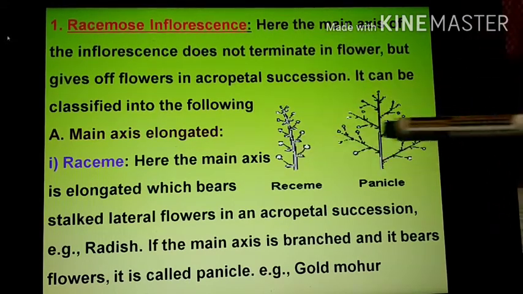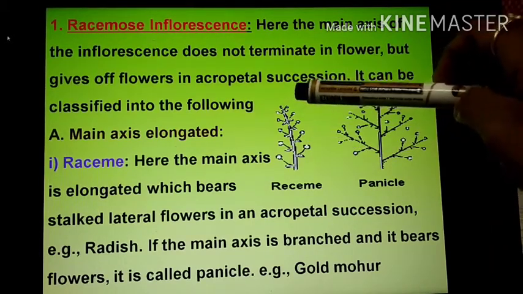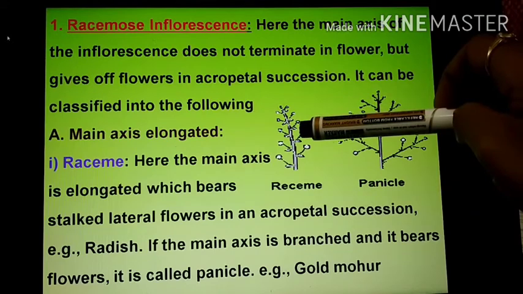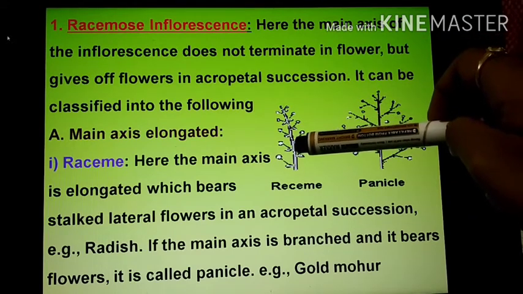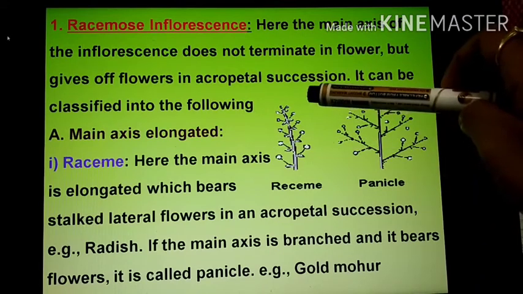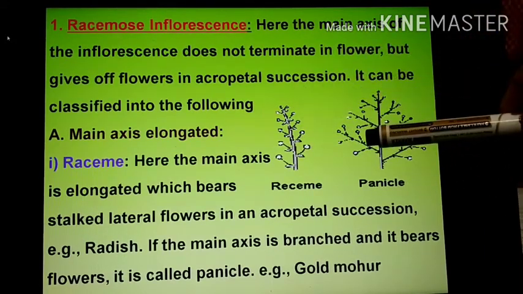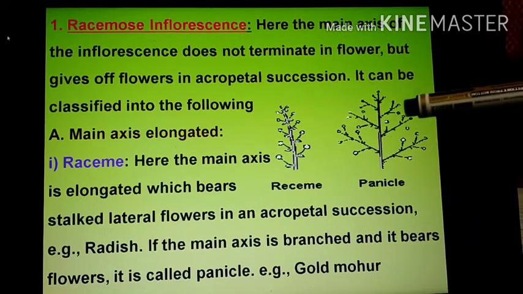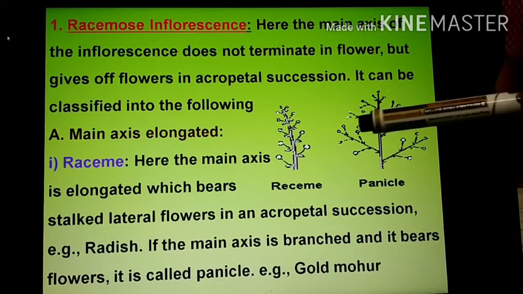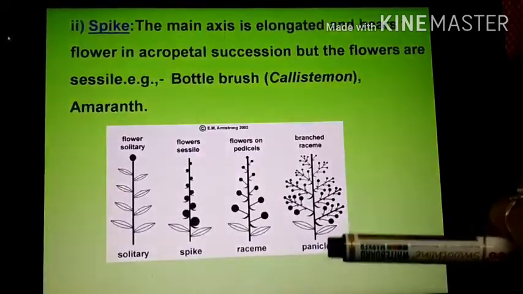স্প্যাডিক্স। প্রথম দুইটার মধ্যে রেসিম হলো, here the main axis is elongated and bearing the lateral stalked flowers in the acropetal succession, but the main axis does not produce any branches, যেমন রেডিশ। কিন্তু যদি সেম রেসিমের মধ্যে, but if the main axis produces some branches and these branches bear the stalked flowers, then it will be called the panicle. For example, in gold mohor.